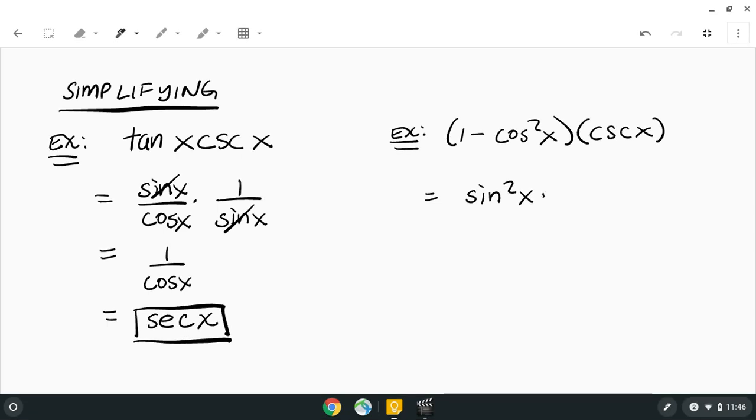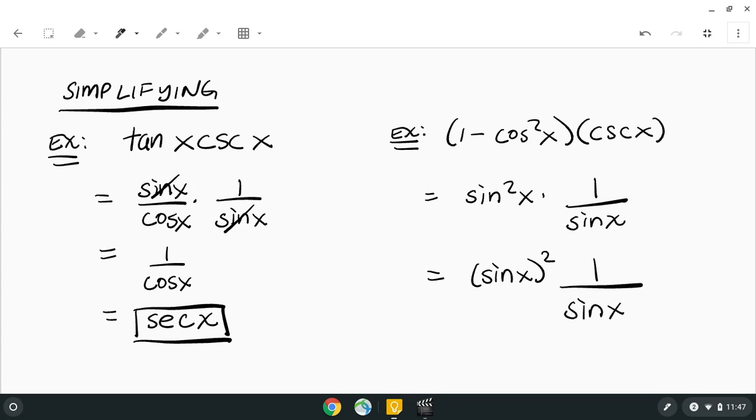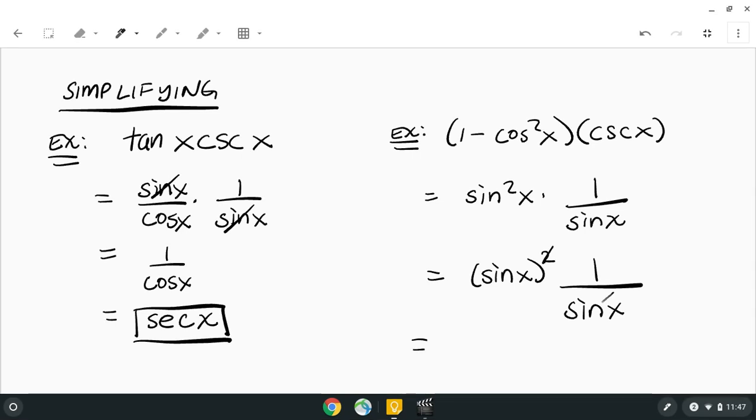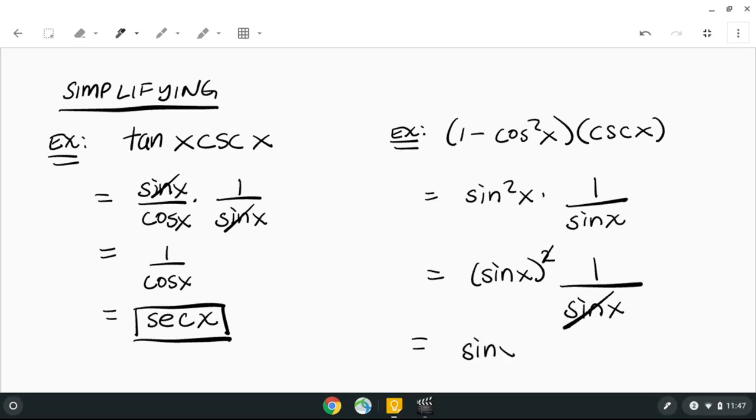And this cosecant is the same as 1 over sine. Okay. And now remember, this here, sine squared x, that's the same as doing this, sine x squared. Okay, we just write it on the inside there. So hopefully you know that from trigonometry. Okay, so when I cancel this, I end up canceling one of these with one of these. And so I'm left with sine x.